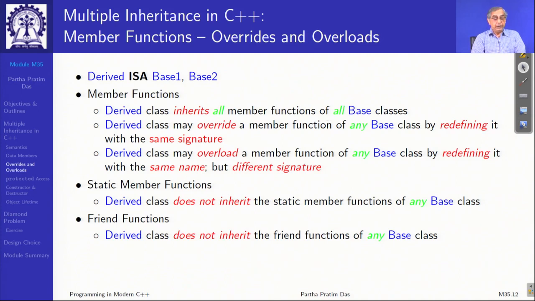Let us move on to the member functions. So, how does the override and overloads work? Naturally, all member functions of all base classes are inherited. They can be overwritten, they can be overloaded by redefinition. Static member functions are not inherited, as you know.